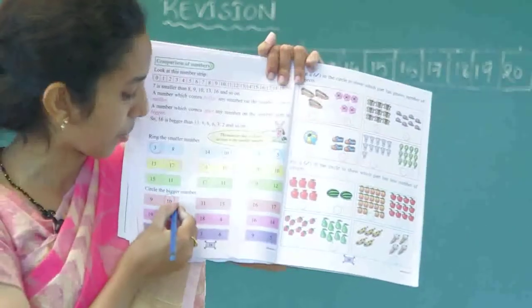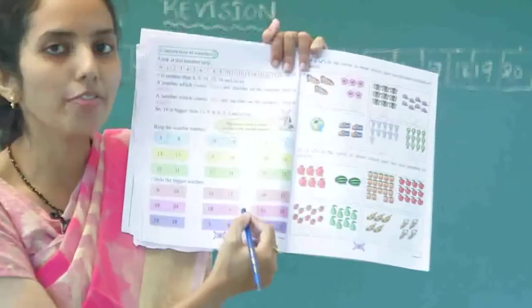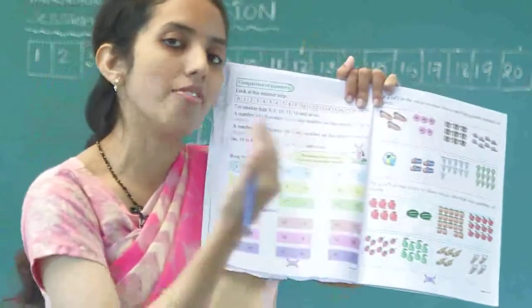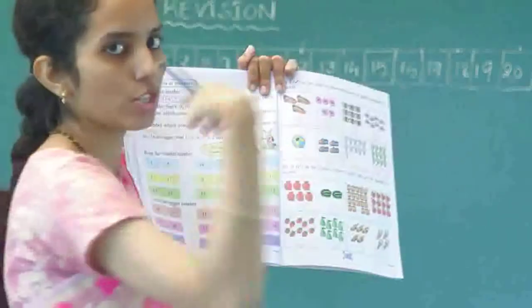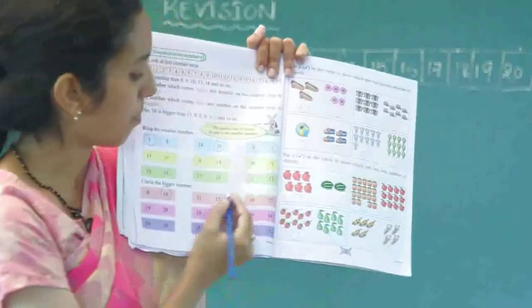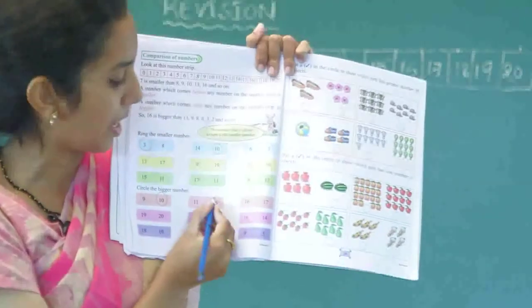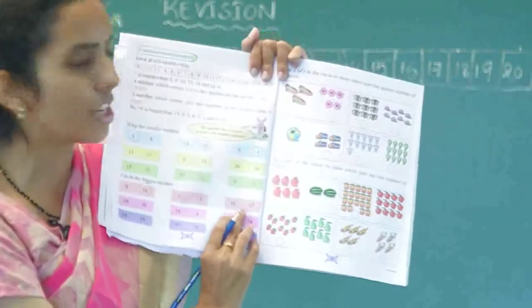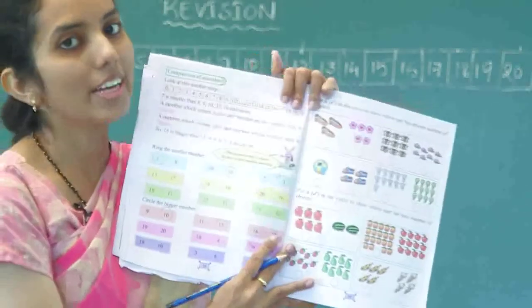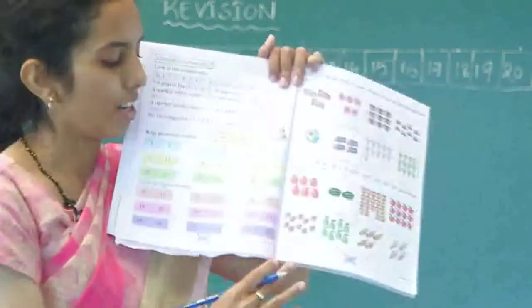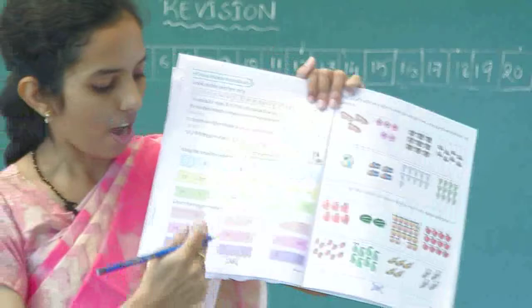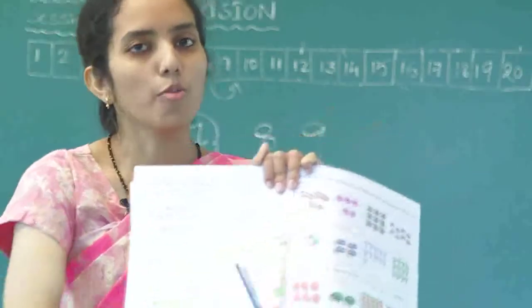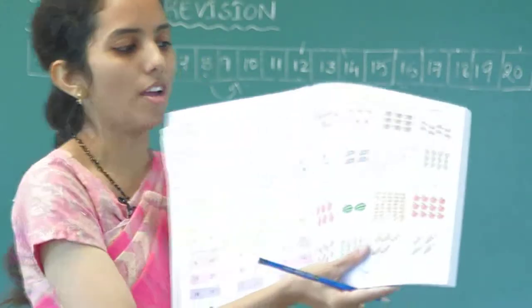Circle 10. 11 and 15. 15 comes after 11 or before 11? After 11, which is on the right side. So 15 is the bigger number. And here 16 and 17. 17 comes after 16. So 17 is the bigger number. And other examples are given. I want you to do it by yourself.